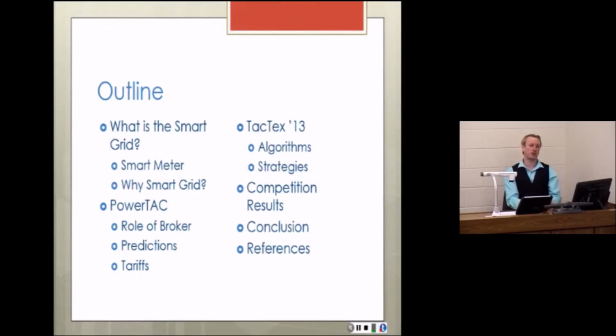I'll just talk about the 2013 implementation of the PowerTAC competition, and then I'll go on to the implementation of a broker, TacTex'13, and what it does. So I'll be talking about the algorithms and strategies it has, and also talk about the conclusion as far as results, like how it performed amongst all the other brokers, and then of course conclusions and references.